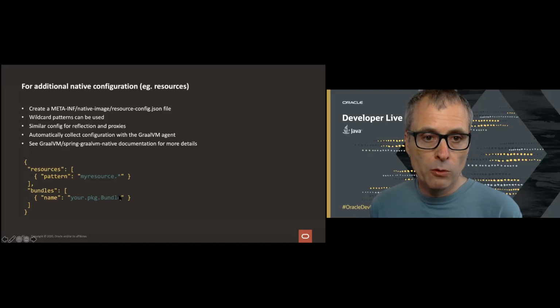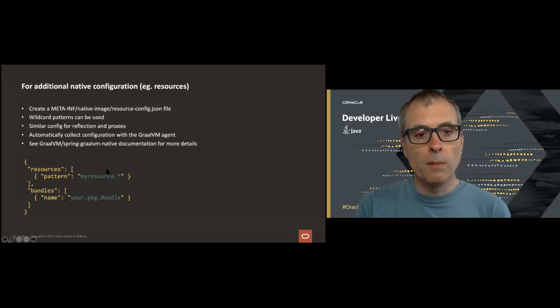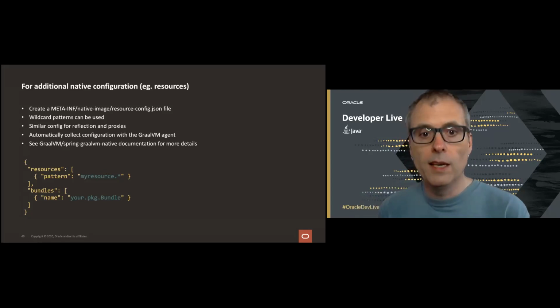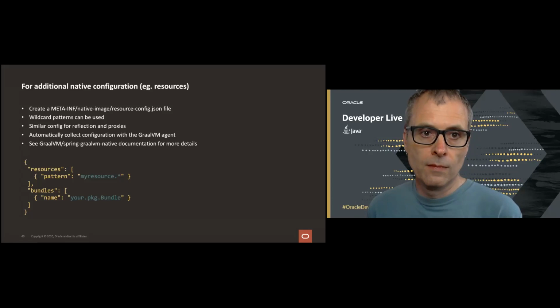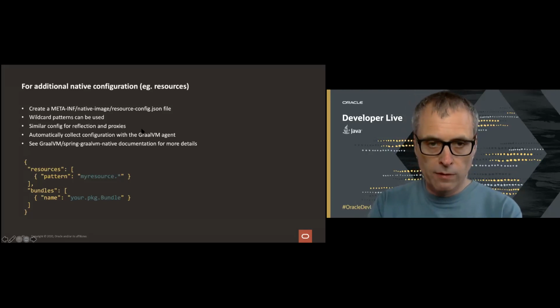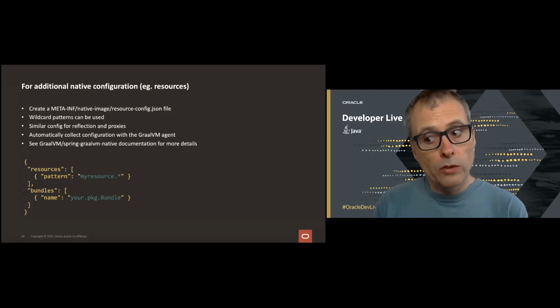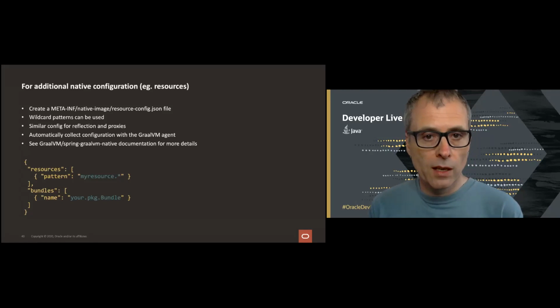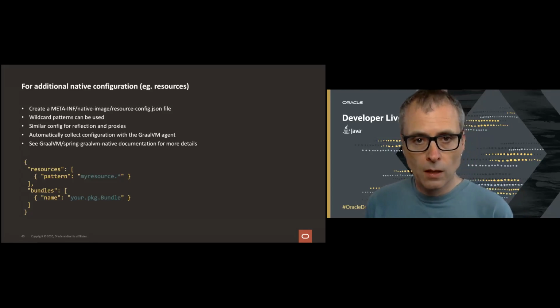There are multiples to provide. I've shown you a sample here of the resource one. It uses patterns, so my resource.*, and that means anything on the classpath that matches this pattern will be included in the native image. Similarly, you can create a JSON document for reflection: what types you're reflecting on, what methods you're calling by reflection, and proxies. So what types, what groups of types do you need a JDK proxy for in the image?